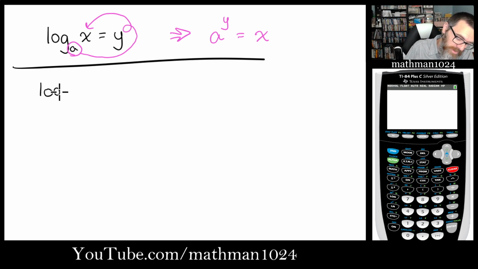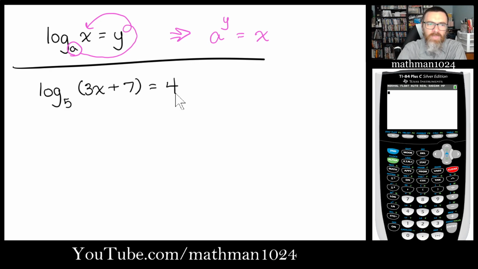So let's look at solving something like this. Log base 5 of 3x plus 7 is equal to 4. So we're trying to solve this equation. First of all, understand it's an equation. When we talk about solving, we're talking about getting the x by itself. Okay. Now x is only in one spot, so it's all about peeling away the layers, right?